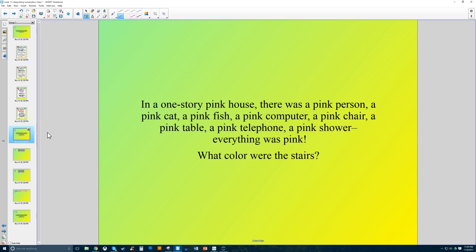But let's take a look at our scenario because now I've actually got a question to go with it. It says in a one-story pink house, there was a pink person, a pink cat, pink fish, pink computer, pink chair, pink table, pink telephone, pink shower. Everything was pink. What color were the stairs? So think about what color the stairs were if everything was pink.